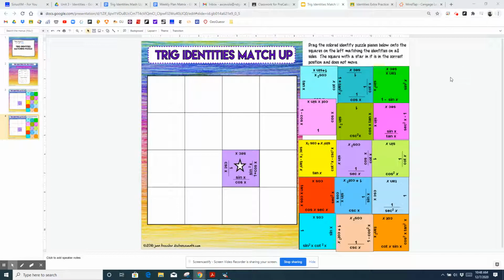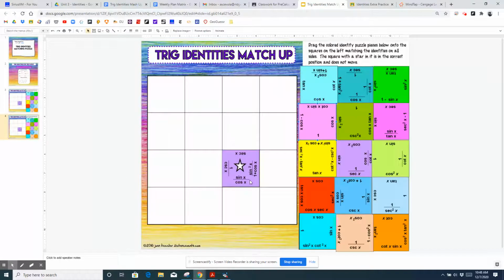Alright, so here we are, just making a little video to go over this identities matchup here. So where do we start? Now there's a lot of different ways you could do this, but ultimately it should look the same as mine at the end. So I look at this purple one here, I see sine over cosine on the bottom.